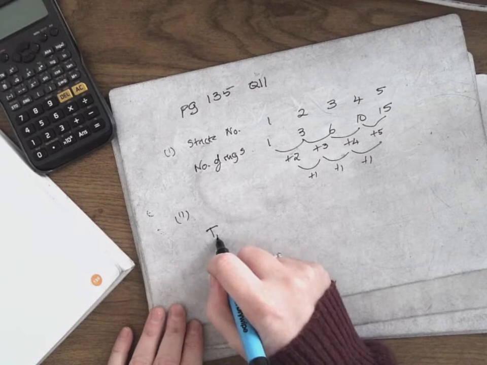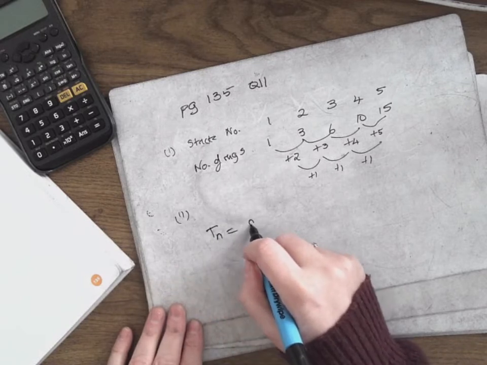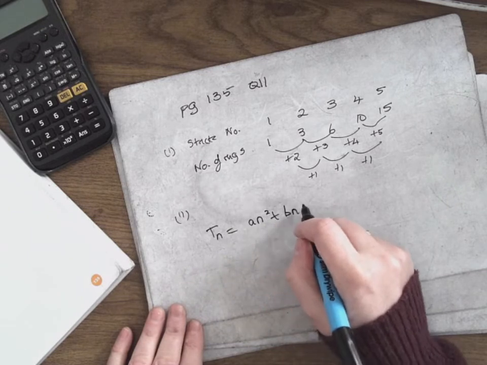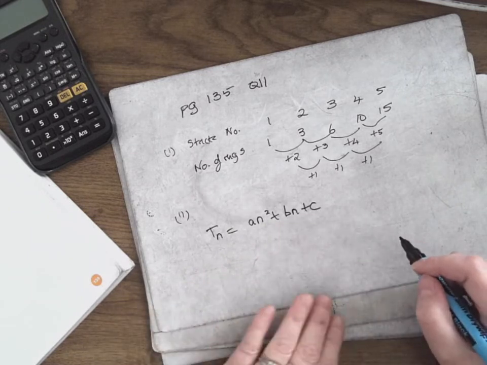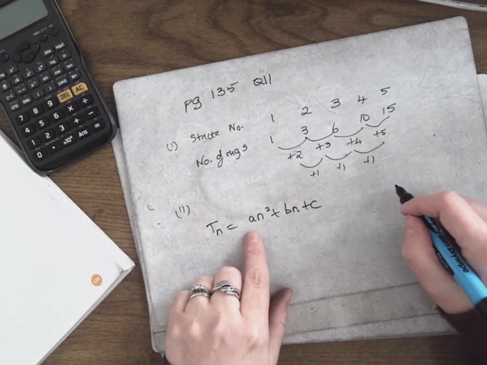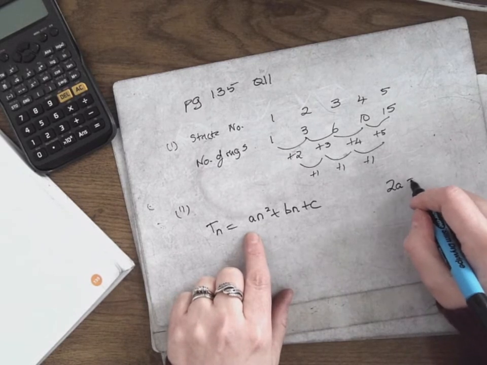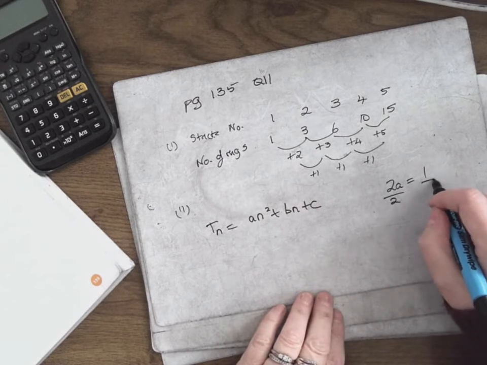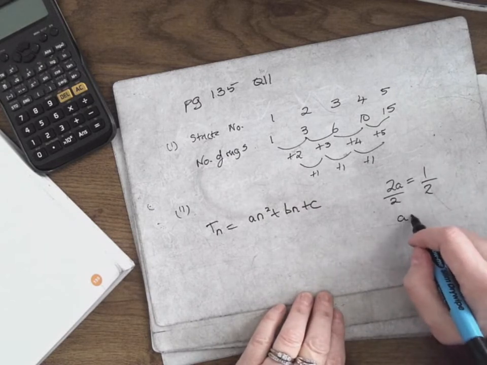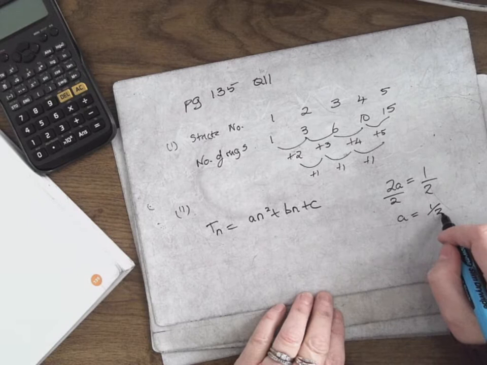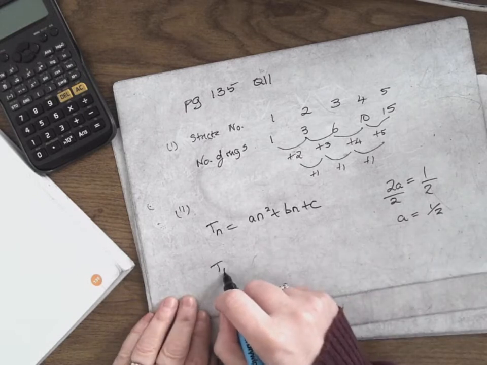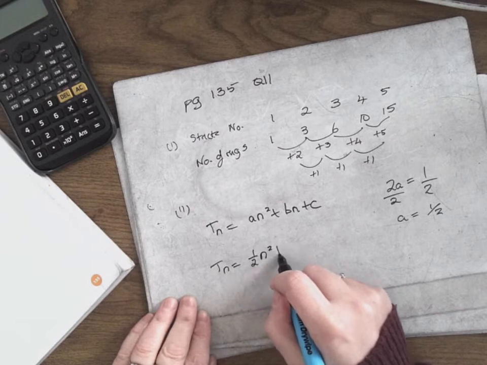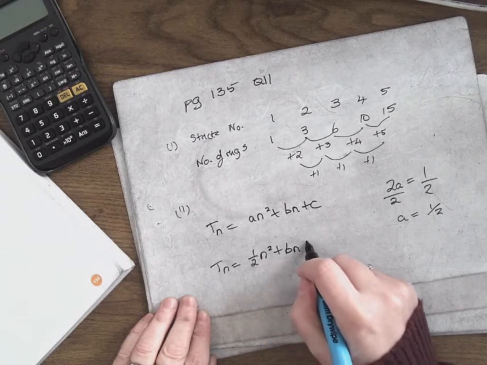So we know for a quadratic sequence it's an squared plus bn plus c, is the first thing you need to remember. The second thing is twice that number there is equal to the second difference. So you divide each side by 2 and you get a is equal to a half. So that means Tn is equal to a half n squared plus bn plus c.